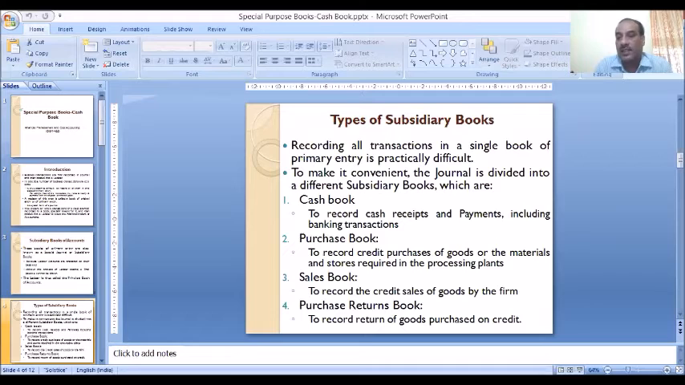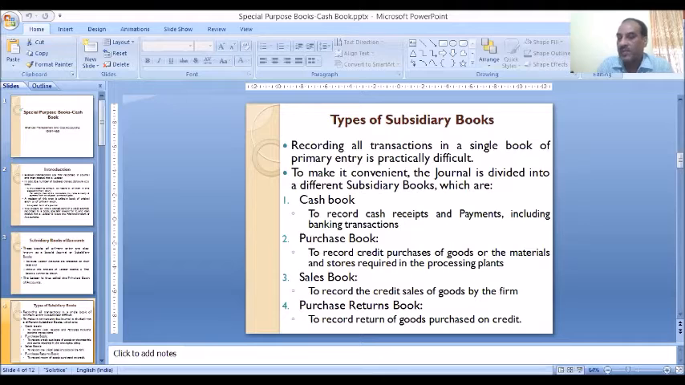Then next is the purchase book, to record credit purchases of goods or the materials and stores required in the processing. To record credit purchases of goods or the materials and stores, we maintain inventory, so whatever goods are there in our store, in the stores of processing plants, those are recorded in the purchase book. Then the sales book, to record the credit sales of goods by the firm.